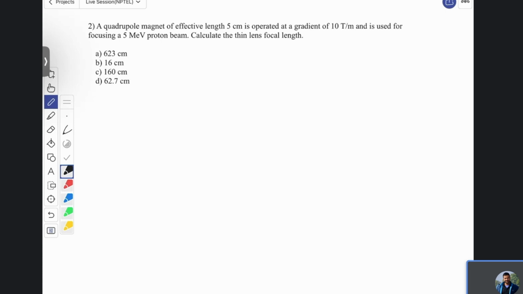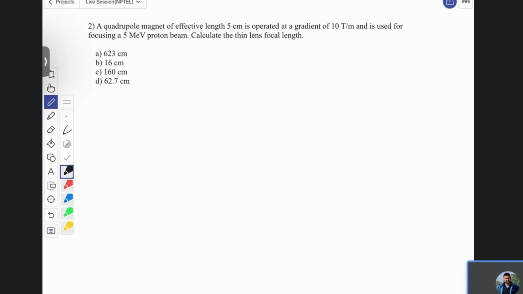Then we have the second problem. Here, the question is a quadrupole magnet of 5 cm is operated at a gradient of 10 Tesla per meter and is used for focusing a 5 mega electron volt beam. Calculate the thin lens focal length.